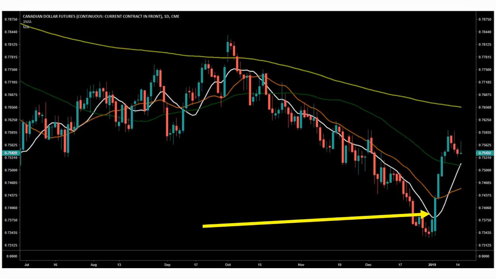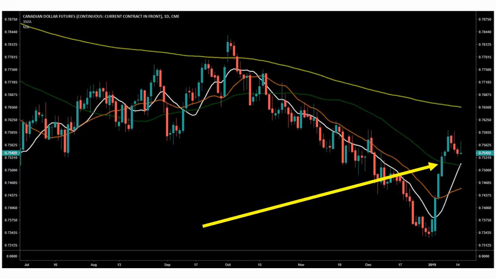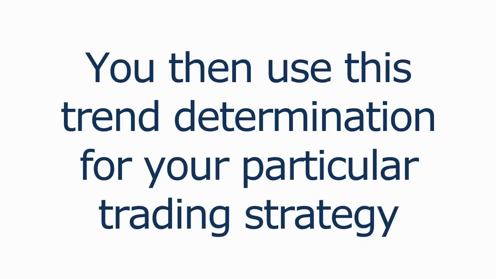Now the white line is the 10-period SMA, and it's going to be the quickest in reaction to price. The slope and the price position here signal uptrend. The 20 is in orange, and shows an uptrend. The green is the 50-period moving average, and while the price location shows uptrend, the slope of the average is down. The 200 is yellow, and in both cases, it's going to show a longer-term downtrend. You would then use this trend determination for your particular trading strategy.